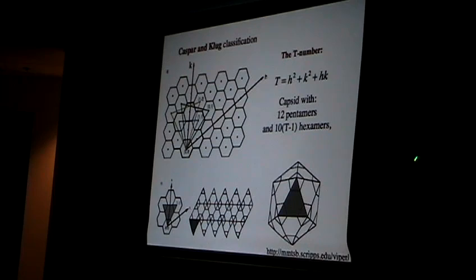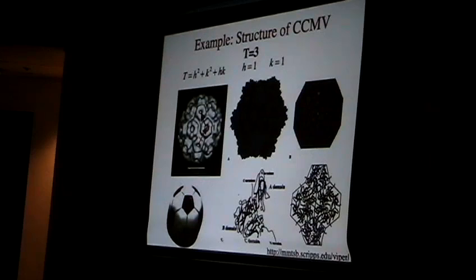So T equals H squared plus K squared plus HK, where H here is 1 and K is 1, because you introduce 1 here and 1 there. This is T equal to 3, the same as the soccer ball. In all cases, according to Euler's theorem, we need 12 pentamers, and we have 10 times (T minus 1) hexamers. This is the CCMV that I told you about. T is equal to 3 here, H equals 1, K equals 1. These are all protein subunits. There's only one type of protein subunit, but the blue, red and green are sitting in equivalent positions. So the symmetry of this virus is the symmetry of the soccer ball. And it's amazing that when you mix the genome of this virus with the protein subunits, these shapes form spontaneously in vitro.